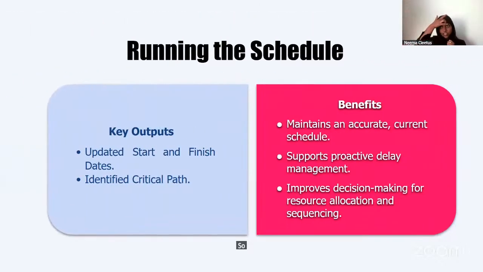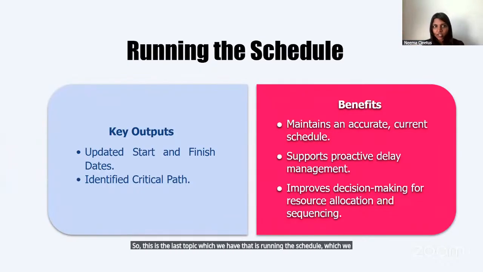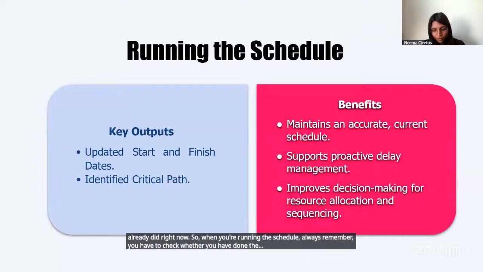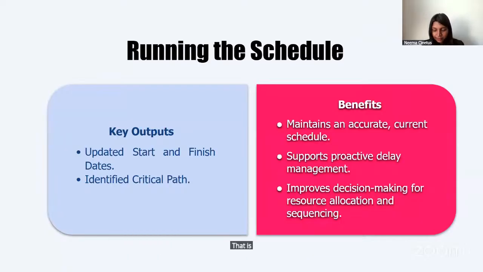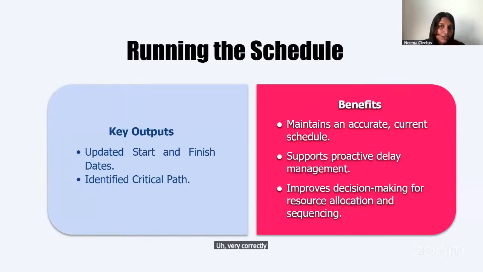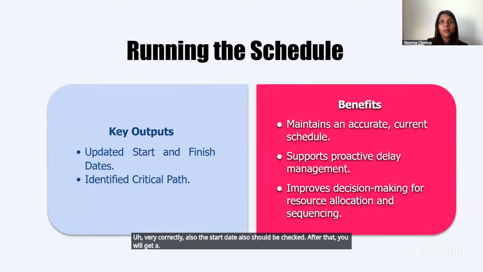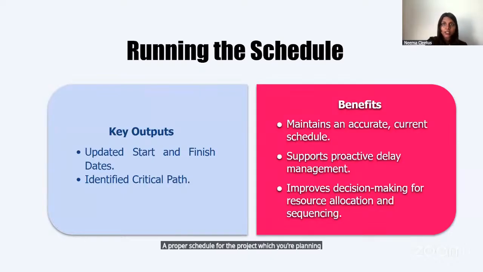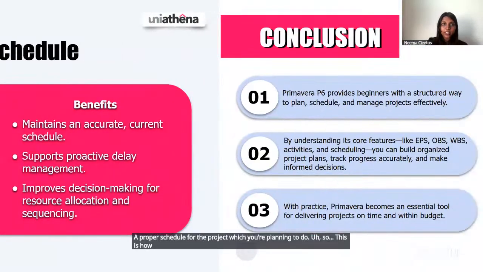So this is the last topic which we have, that is running the schedule, which we already did right now. When you're running the schedule, always remember you have to check whether you have given the proper duration, that is the proper time. Also check the predecessor and successor details that you have given in that particular order very correctly. Also the start date should be checked. After that you will get a proper schedule for the project which you are planning to do. So this is how you do scheduling in Primavera.